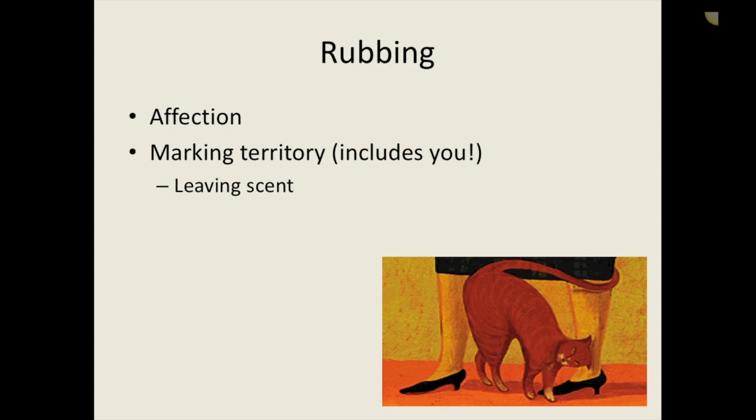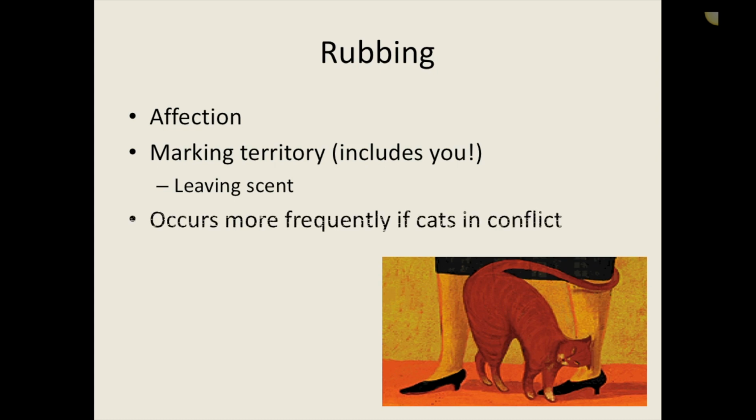Rubbing is generally a sign of affection, but it is also marking their territory, which is you. And as they're doing that, they're leaving their scent on you. It occurs more frequently if cats are in conflict. So in the wild, you definitely see this in big cats too. They mark more frequently when there's competition for resources. So they'll continuously, repeatedly just mark the same specific territory over and over.